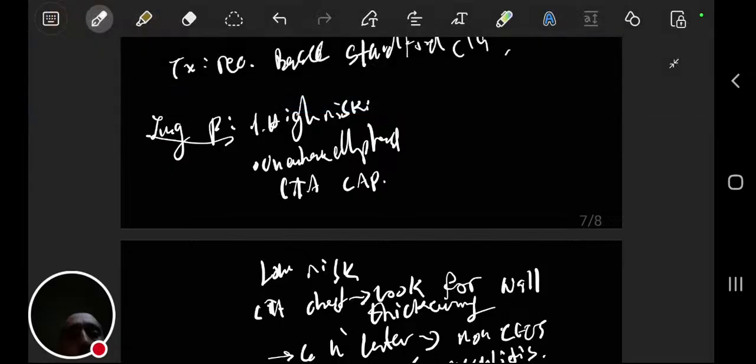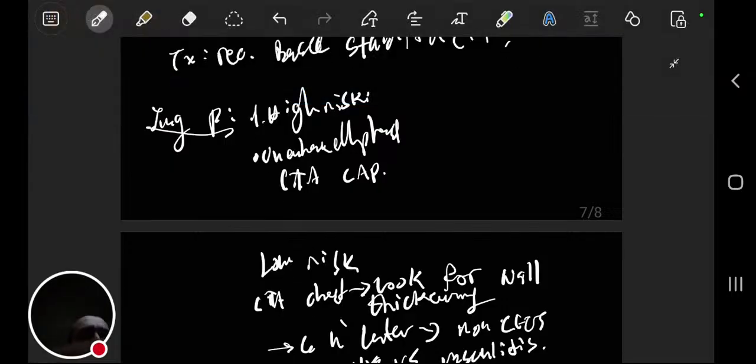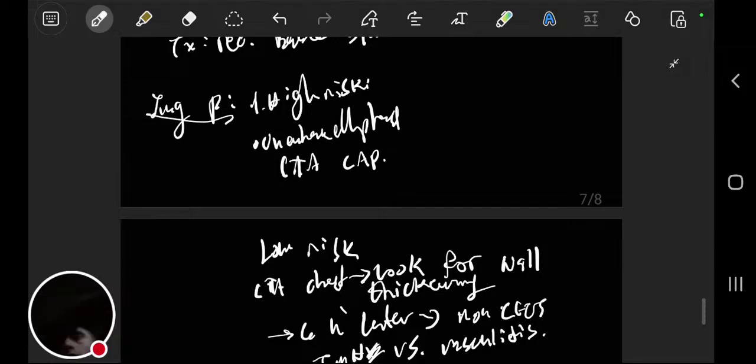Okay, so we can continue. So we talked about the protocol that should be used for the patients.